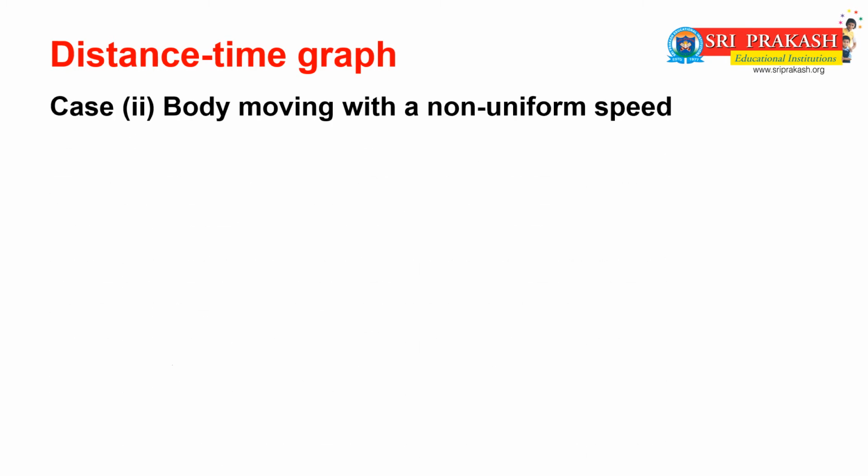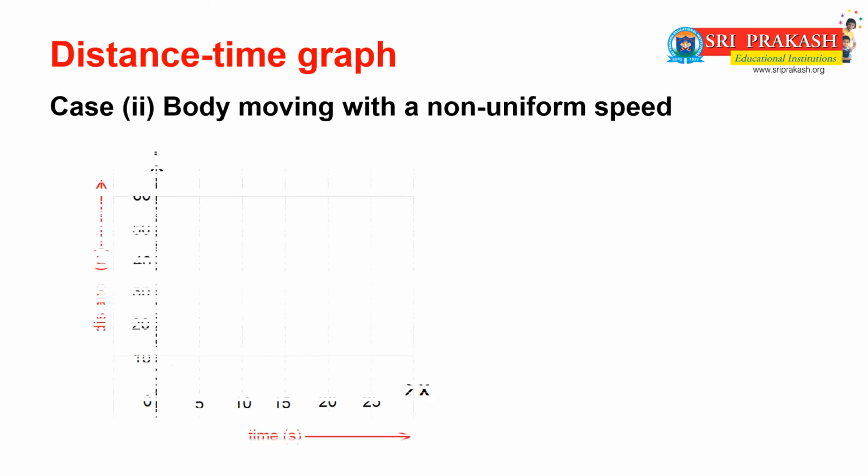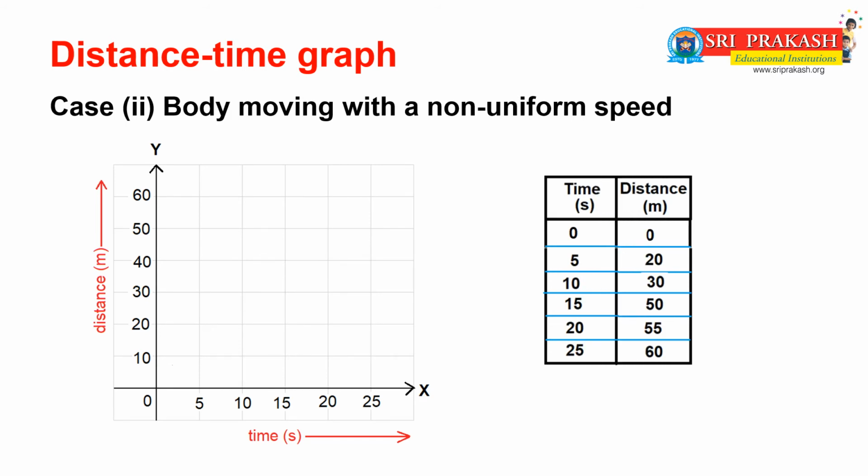Distance time graph. Case 2. Body moving with non-uniform speed. Let us plot the graph from the information provided in the table. For time 0 seconds, the position is 0, so it's at the origin. 5 seconds, 20 meters along y-axis, 10 seconds, 30 meters, and for 15 seconds it is 50 meter, and for 20 seconds the distance covered is 55 meter, and for 25 seconds the distance covered is 60 meter. The graph is a curved line.